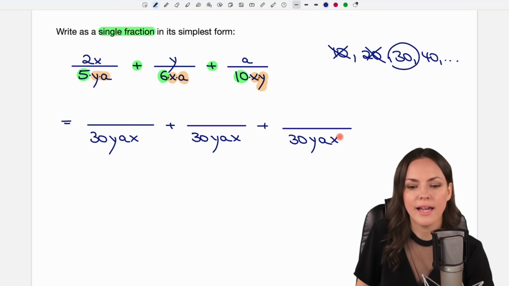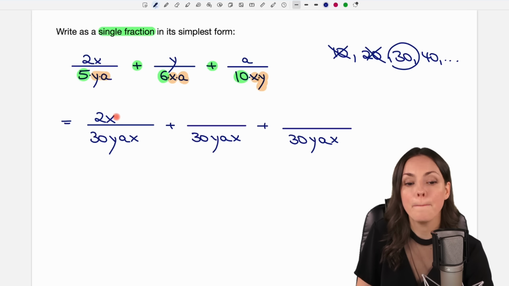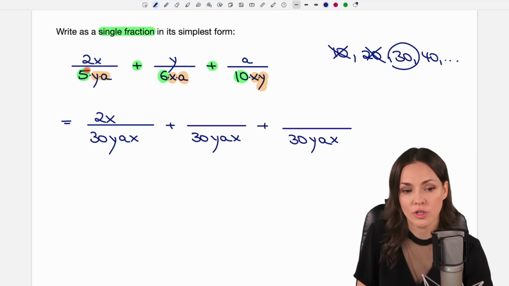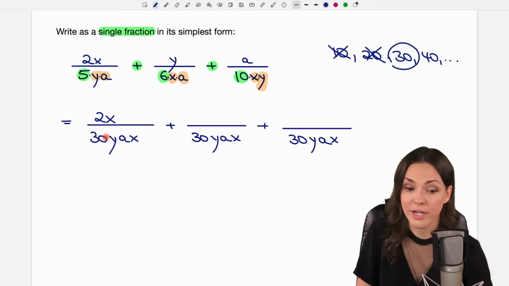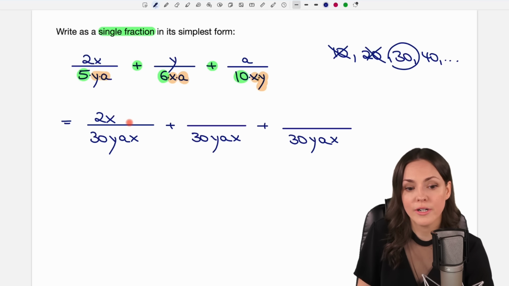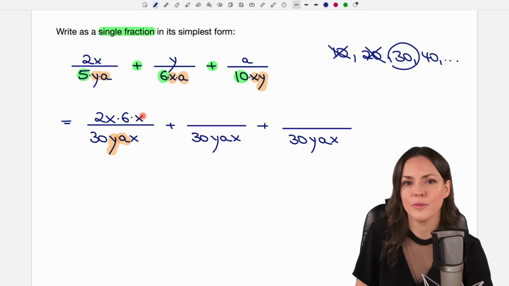And then we have to take a look at our numerator. We had 2x here, but because we changed things in our denominator, we have to do the same changes now in the numerator. So what did we do? We had a 5 in here, we changed it to 30. So we multiplied this number by 6. We have to do the same in the numerator, so we multiply by 6. What about the variables? We had y and a in here. Y and a are, of course, still in here, but we added this x here, so we have to multiply by x here in the numerator as well.